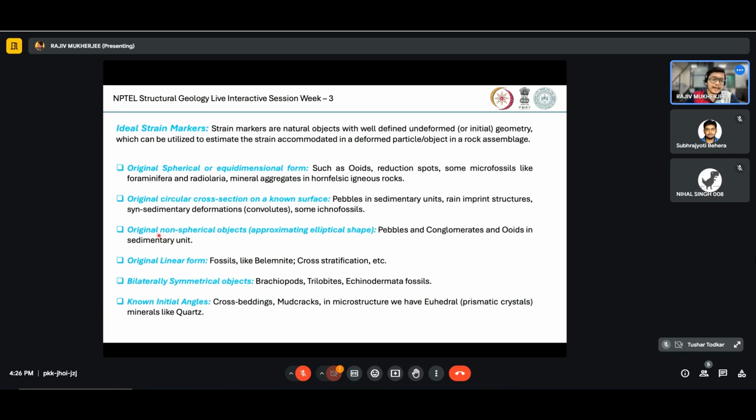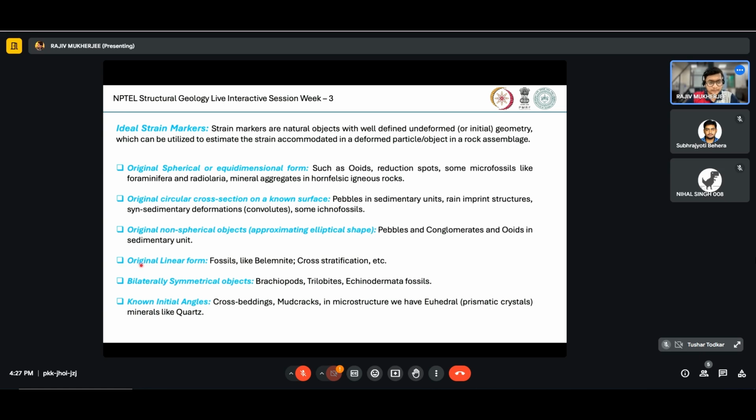Right. Next is original non-spherical objects which approximately have the shape of an ellipse. Okay, so pebbles in conglomerates and similar objects in the sedimentary unit, they are pretty much the ideal example for this kind of object, which has not a spherical or circular initial shape, but an elliptical initial shape with a certain aspect ratio.